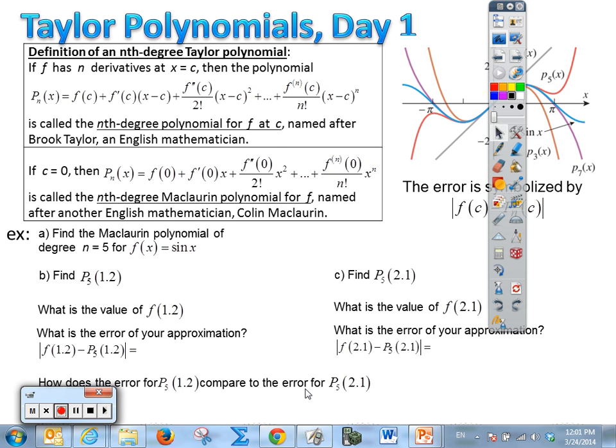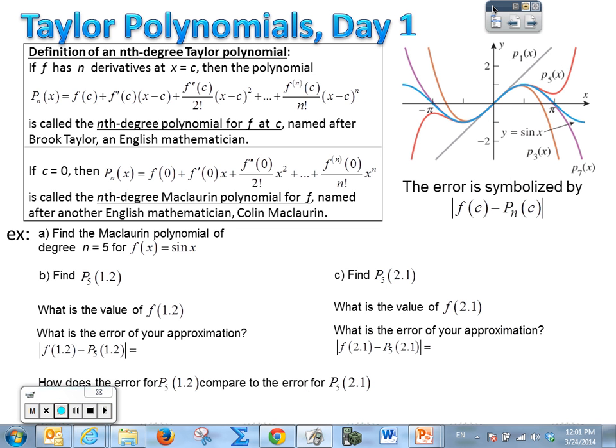Let's take a look at Taylor Polynomials Day 1. Okay, let's move this. So we talked last unit about being able to approximate certain things.